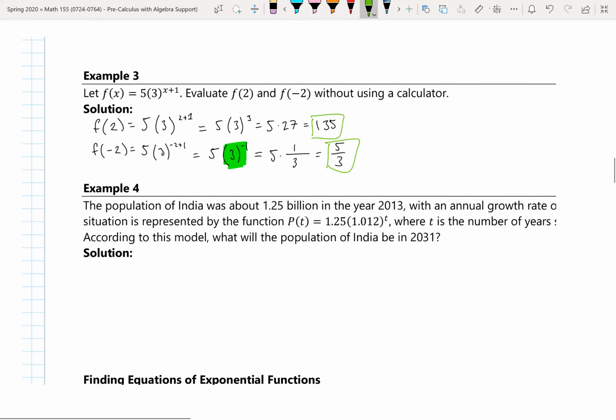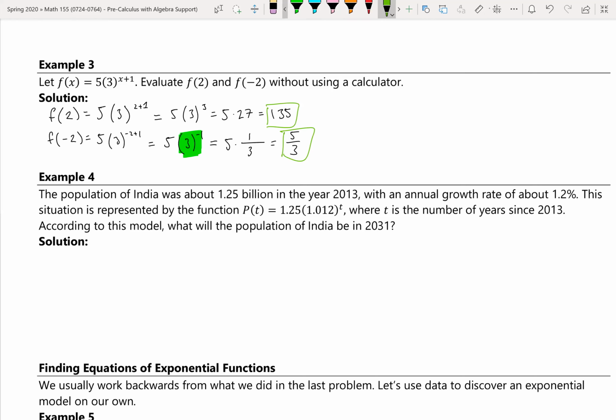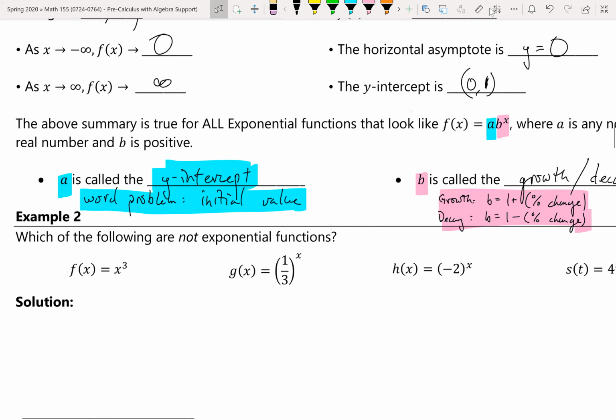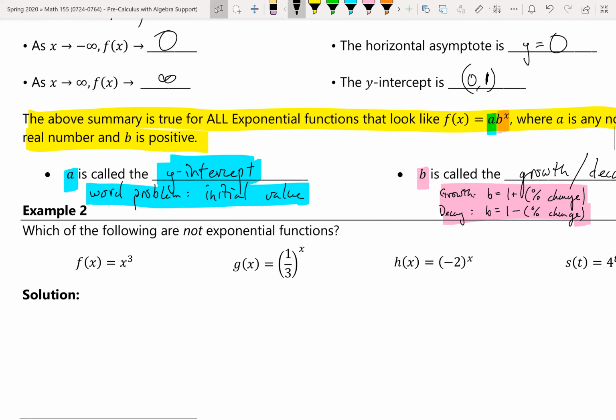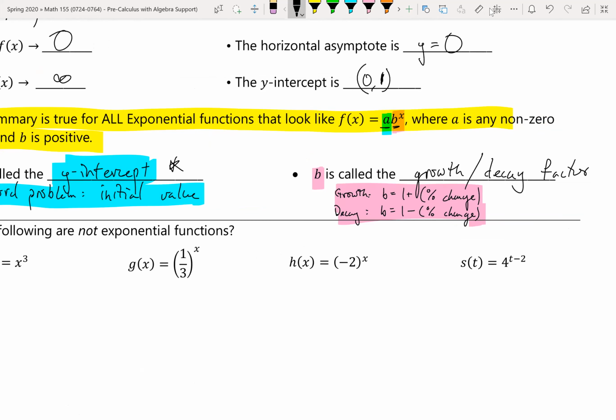So the fourth example has us doing a little bit more with a times b to the t, so this stuff right here. Let me refresh really quick. A is our y-intercept, or our initial value. And our b is our growth or decay factor, depending on which one we need. A growth is 1 plus a percent change, and the decay would be 1 minus that percent change. Got it?